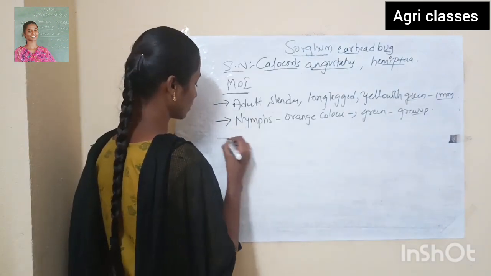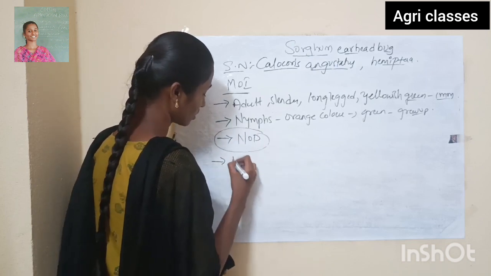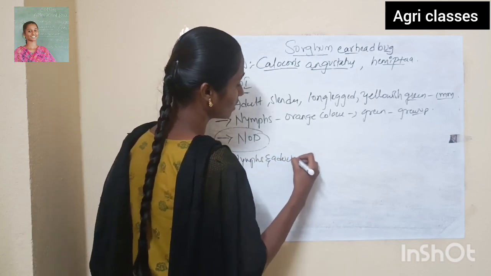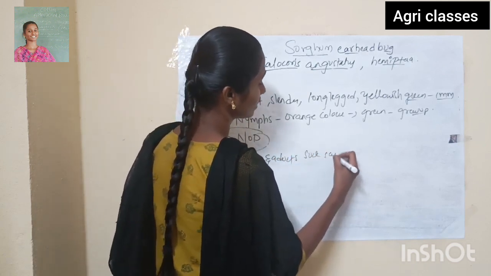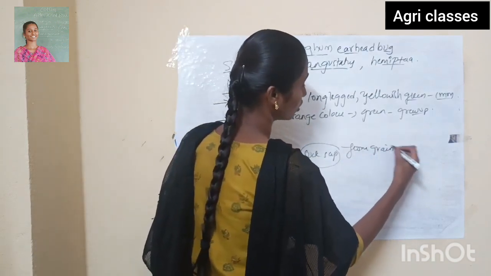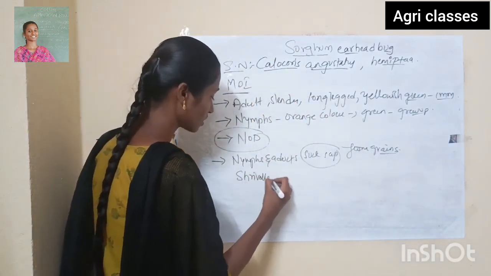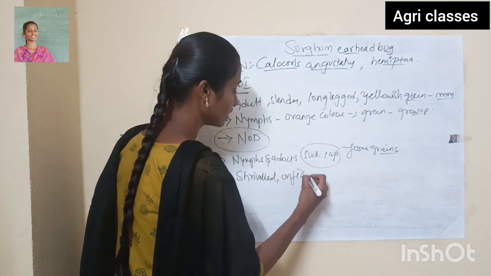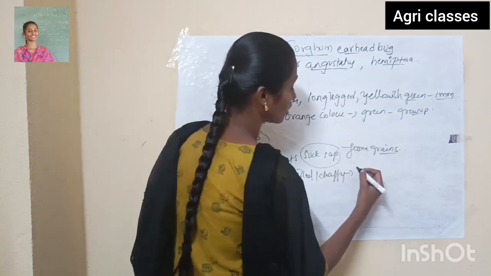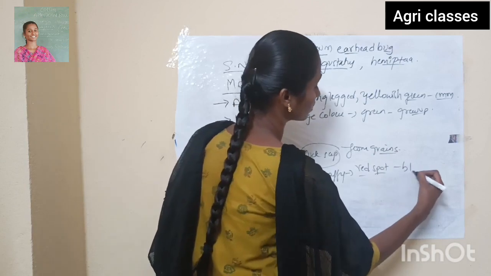And next, the nature of damage. So these nymphs and adults both will suck the sap from the grains. Due to sucking, they form shriveled, unfilled, chaffy grains with red spots on the grains, and later it will turn to black color.